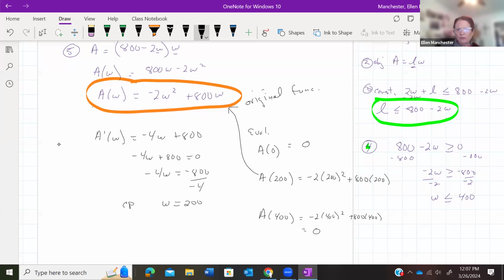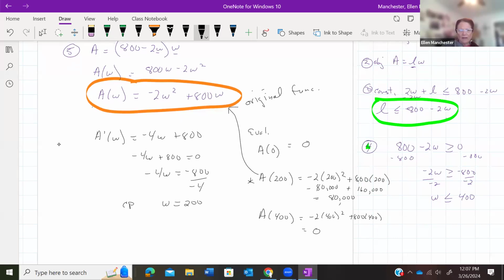So I get -2 times 40,000 is -80,000. 800 times 200 is 160,000. So -80,000 and +160,000 is +80,000. So this is my maximum. 200 is the width that gives me the maximum.